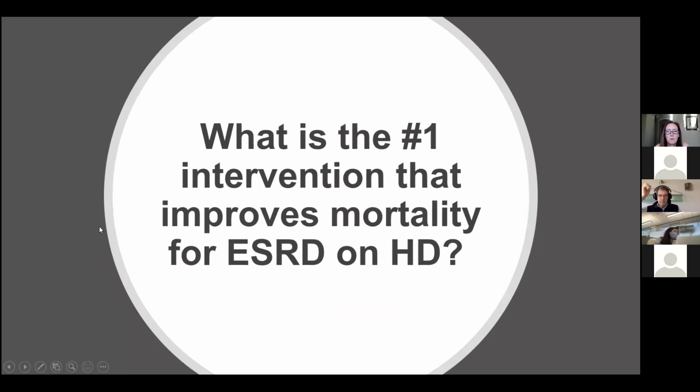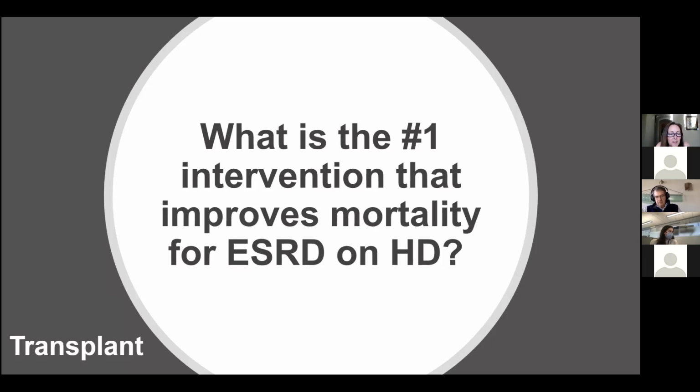So that begs the question, given that cardiovascular disease is the leading cause of mortality in our patients, what is the number one intervention that improves mortality for ESRD on hemodialysis? If anyone feels like unmuting and shouting out an answer, feel free. If you just want to stay on mute and shout out an answer in your house, that's okay too, but maybe think about what the right answer is here.